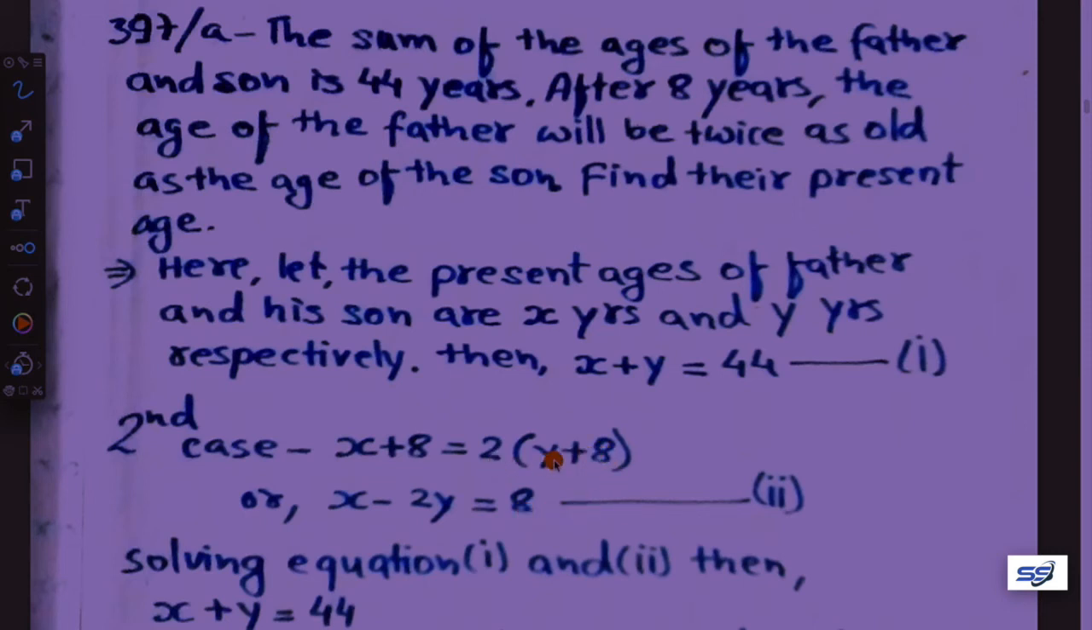In this way 2Y changes its sign, minus 2Y, and this 8 is subtracted. So here X minus 2Y equals 8. Let this be equation 2. From these two equations, the first equation is X plus Y equals 44, and our second equation is X minus 2Y equals 8. From both equations, we can easily get the value of X and Y, which means the age of son and age of father. By solving equations 1 and 2, let's see.